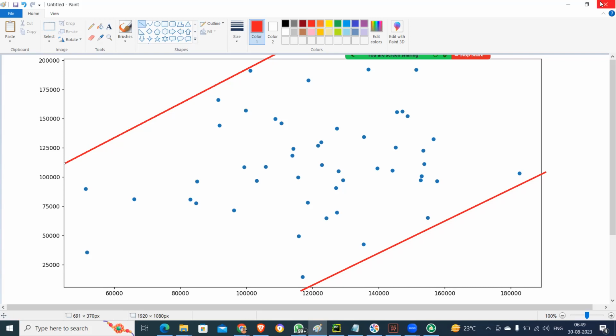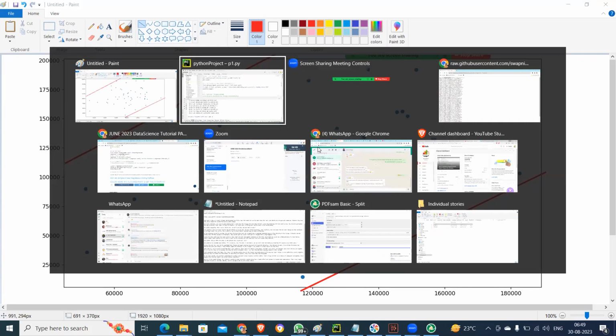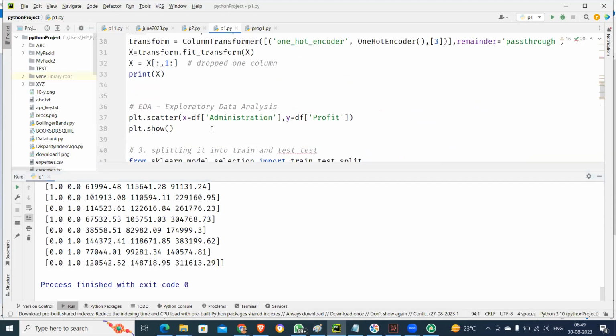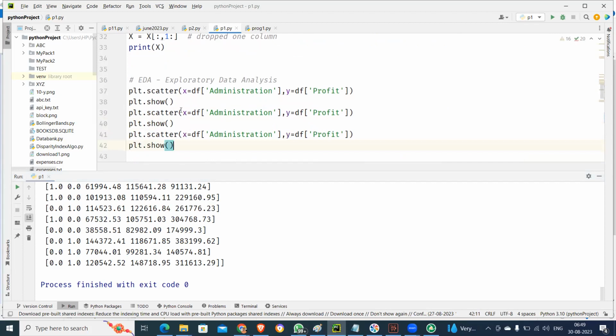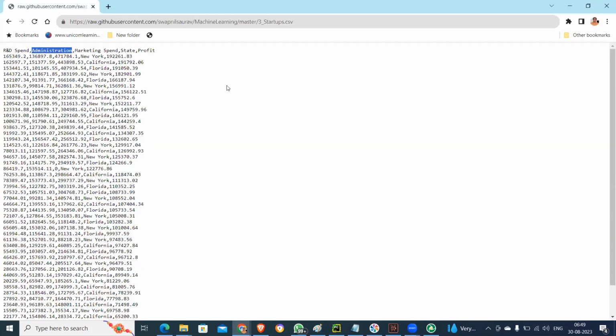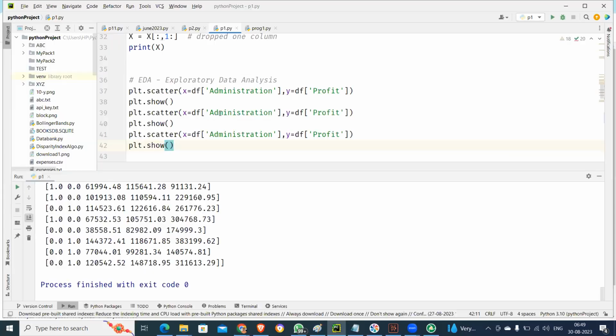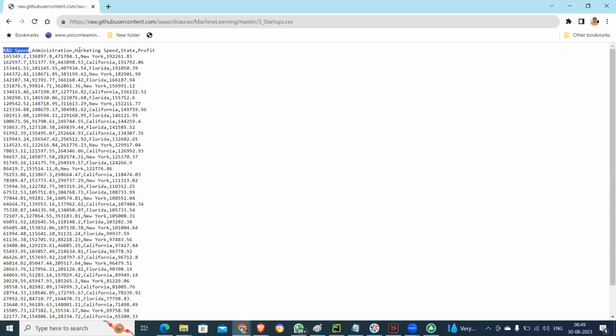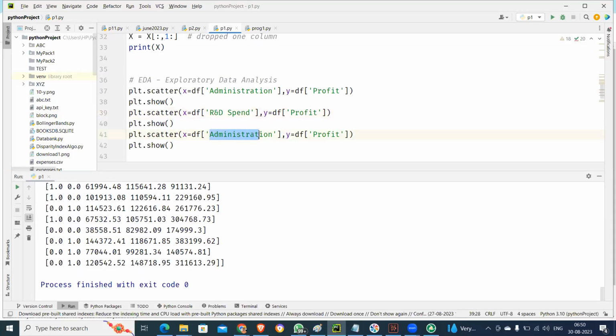Now, what I will do, we will compare with all the three numerical columns and see what happens. So we'll go back here. And so we are saying admin versus profit. Here we have R&D versus profit. And here we can say marketing spend versus profit. Okay, so let's run it again.